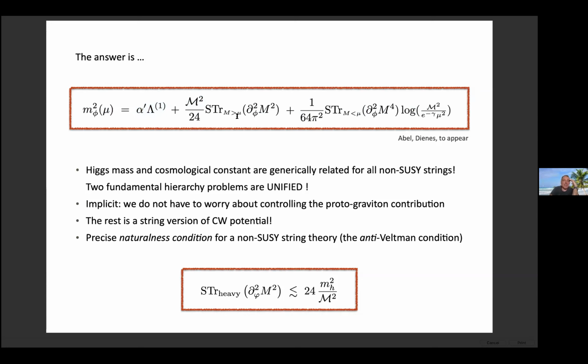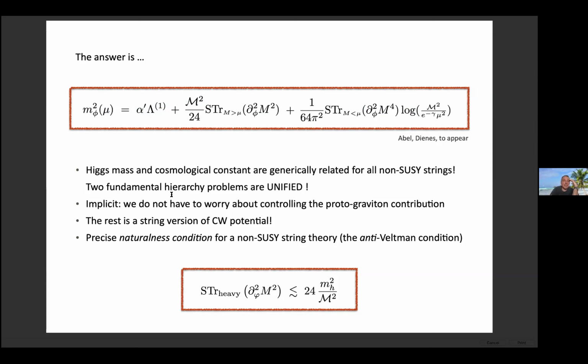So that's the energy scale. So this is like the double derivative of the cosmological constant, plus something which looks like the first logarithmic term in the Coleman-Weinberg potential from the part of the theory we had to subtract. So that's everything with mass less than mu.